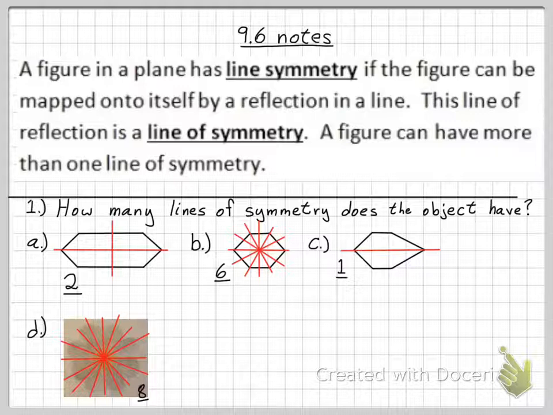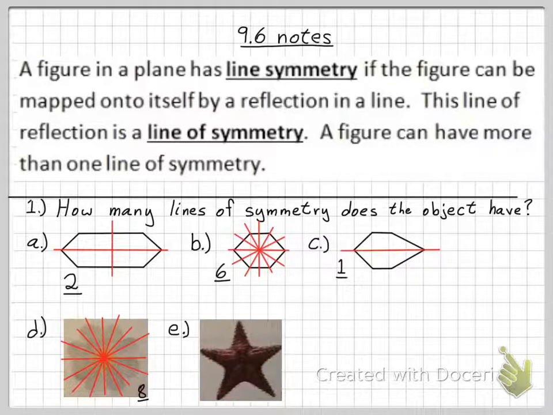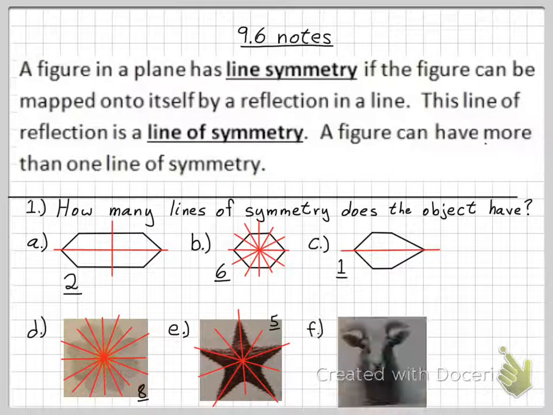Okay? And then the last one is how many lines of symmetry does this starfish have? And that's 5. There's 1, 2, 3, 4, 5 lines of symmetry. And actually we have one more example here.